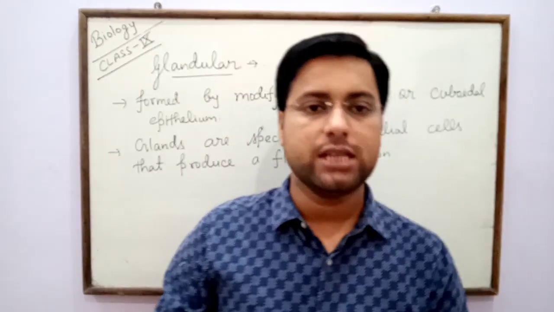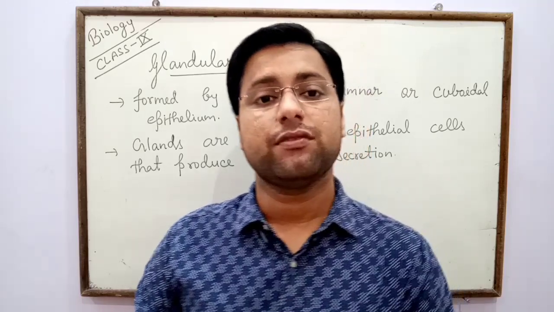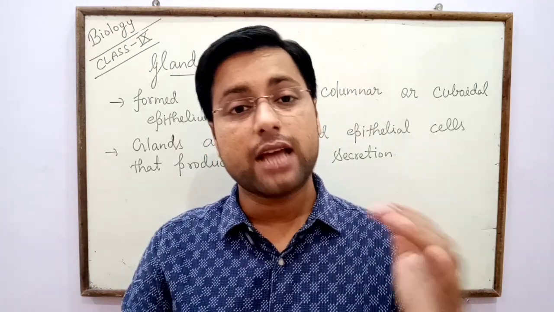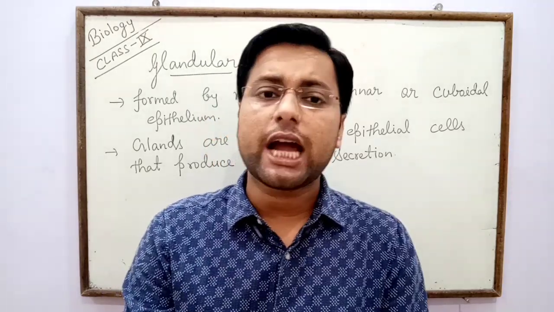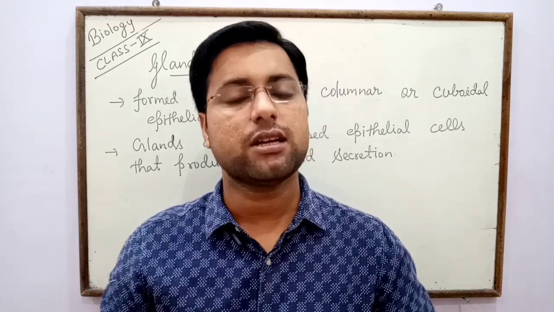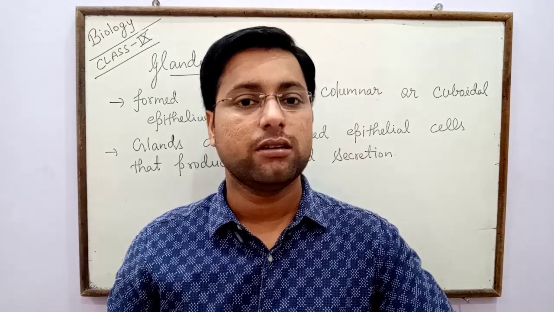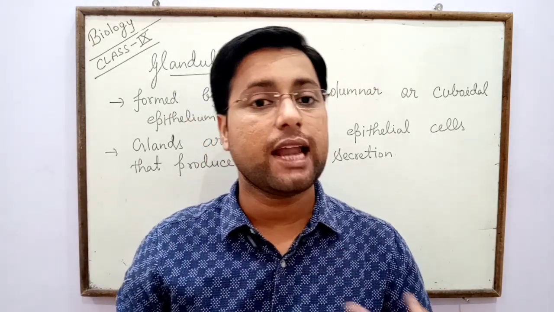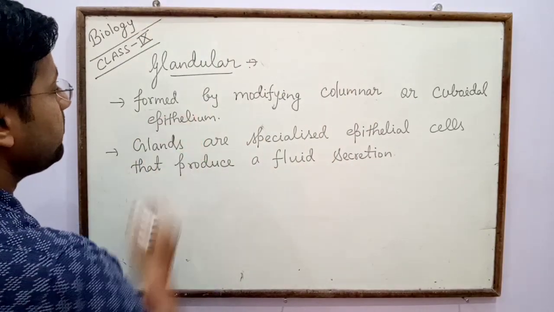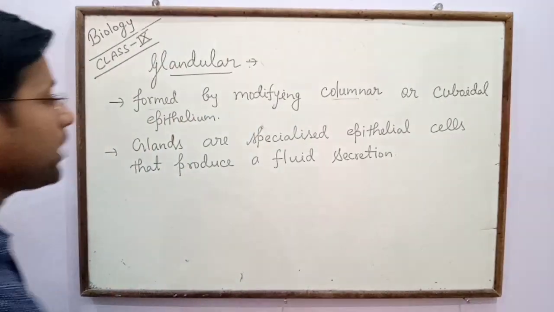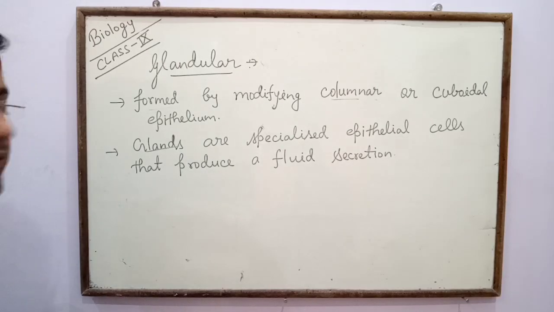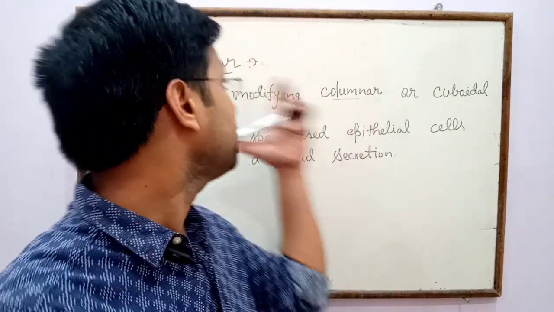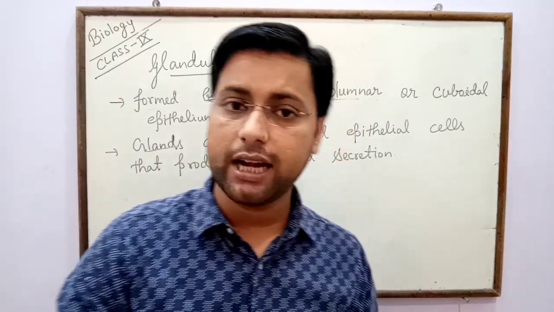Glandular epithelium commonly occurs in a special type of glands present in the animal body or in human beings. There are two main types of glands, exocrine glands and endocrine glands. Both types of glands are responsible for the secretion of a special type of fluid, and that fluid helps in many body functions. So all the glands present in the body are formed by glandular epithelium. The glandular epithelium is formed by modifying columnar or cuboidal epithelium, and glands are specialized epithelial cells that produce a fluid secretion, especially exocrine glands and endocrine glands.